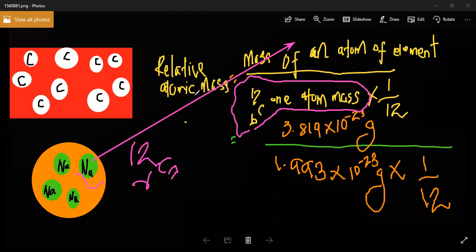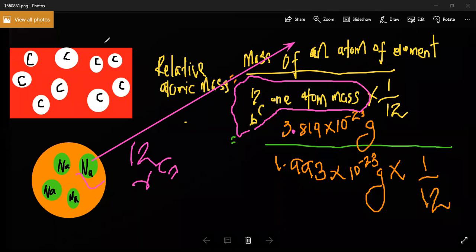Right? So now, how to find the relative atomic mass of sodium: the mass of an atom of sodium over the mass of one atom of carbon-12 into 1/12. Look, what is the mass of one sodium atom? 3.819 into 10 to the power minus 23 gram. And the bottom part is 1/12 of carbon-12.